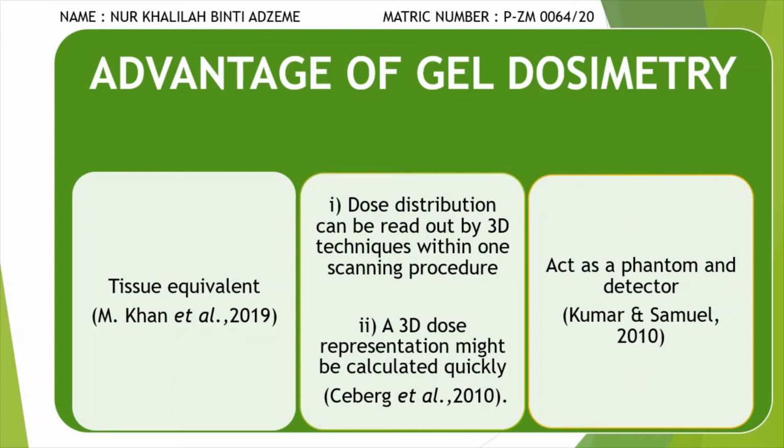According to M. Khan et al. 2019, the advantage of gel dosimetry is tissue equilibrium. Thus, it does not disturb the fluence and spatial distribution of ionizing radiation. Besides, the dose distribution can be read out by the 3D technique within one scanning procedure, and the 3D dose representation might be calculated quickly. According to Kumar and Seymour 2010, this dosimeter also acts both as a phantom and detector, thus confirming the versatility of the dosimetry technique.